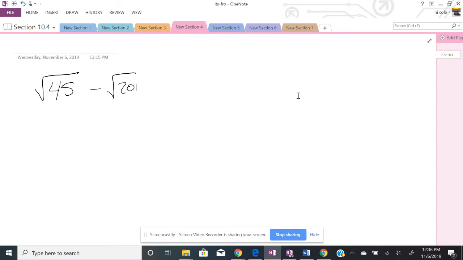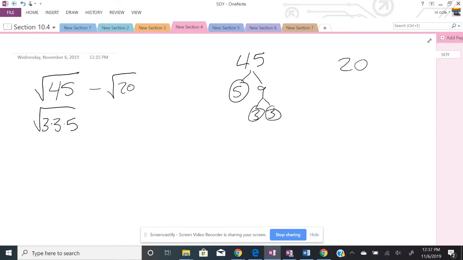You might get something like this. Okay, and so what you have to do with a problem like this is you've got to simplify 45. Can anything come out? Okay, and again, I like doing the factor tree. So I know 5 times 9. 5 is prime, and then I have 3 and 3. So that's the square root of 3 times 3 times 5. What about 20? I have 5 and 4. 5 is prime. I'm going to keep going. That's 2 and 2. All right. So minus the square root of 2 times 2 times 5.